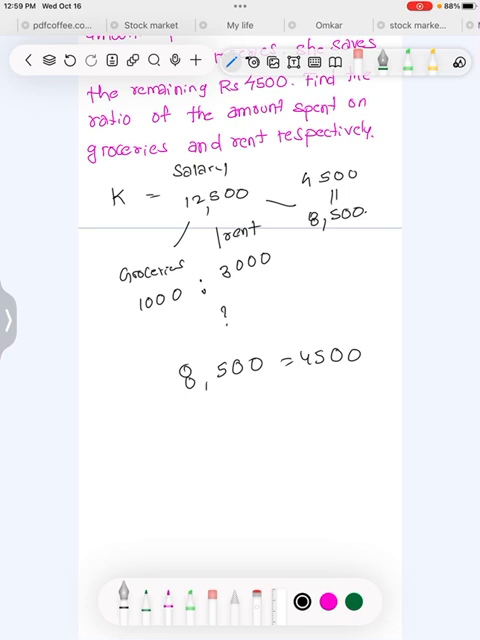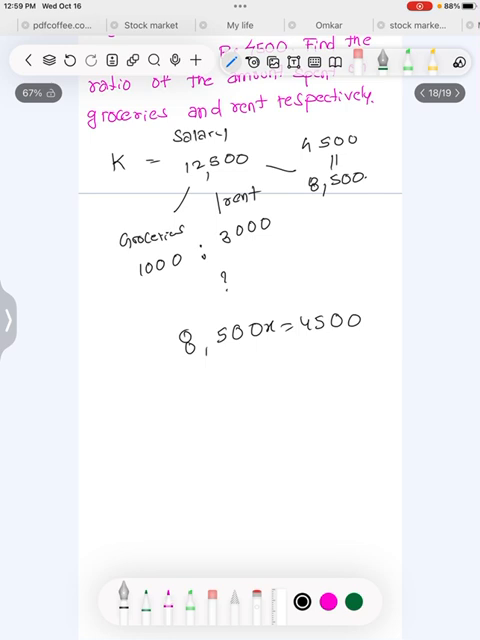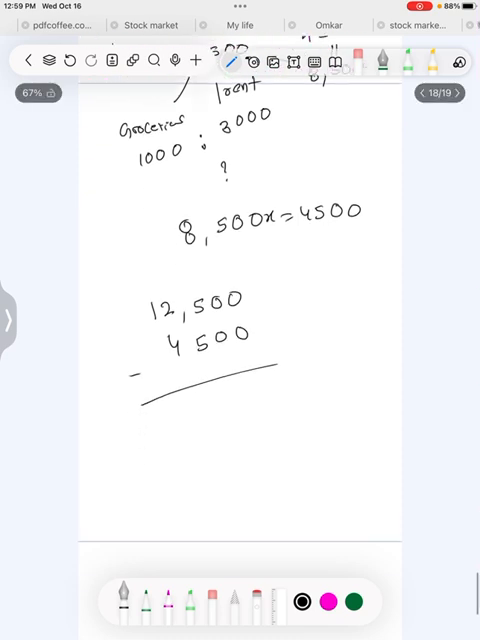I can take some x. Okay, so it was left. You can do simply another thing: if you do the multiplication, 12,500 minus 4,500, that is what was spent. So 17,000 was spent on groceries and rent.